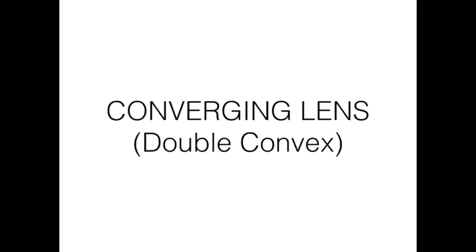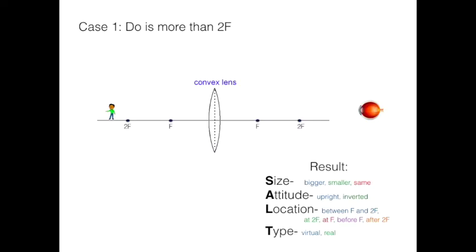Let's try this converging lens, which is a double convex. We have case 1, case 2, up to case number 5. Let's do case number 1, wherein the distance of the object is more than 2f. Applying rule number 1, any line parallel to the principal axis will pass through the other side of the focal point.